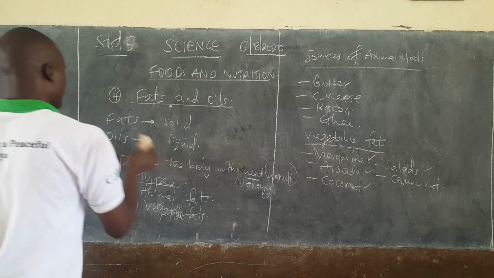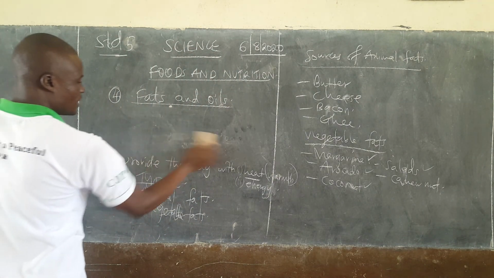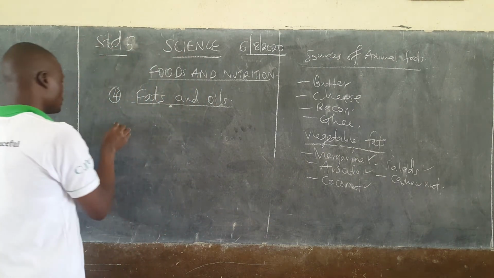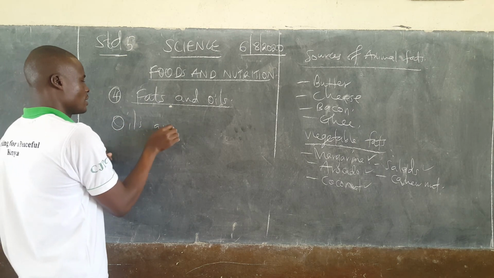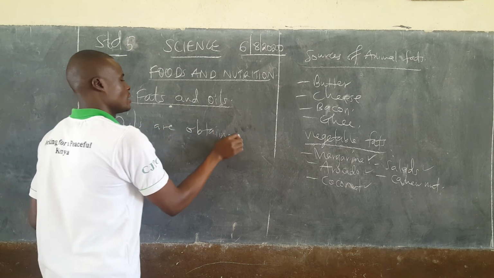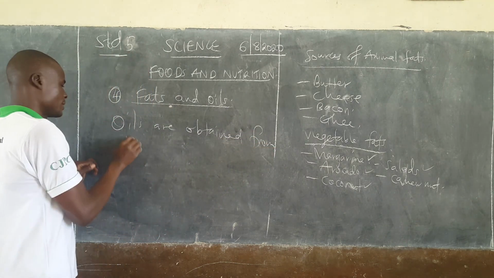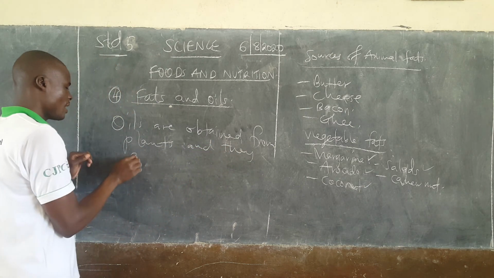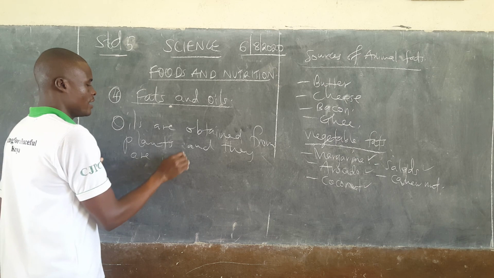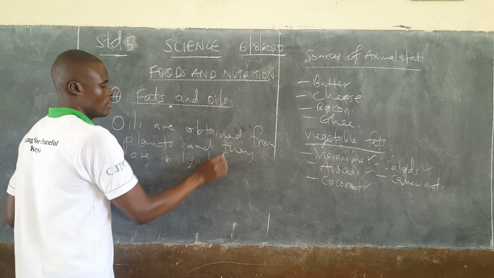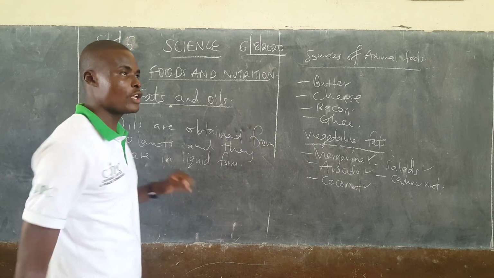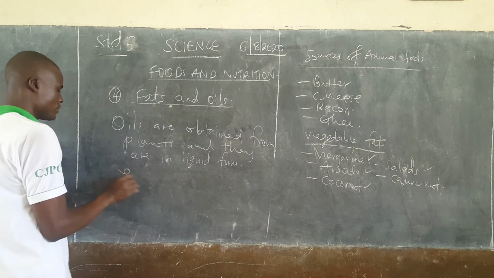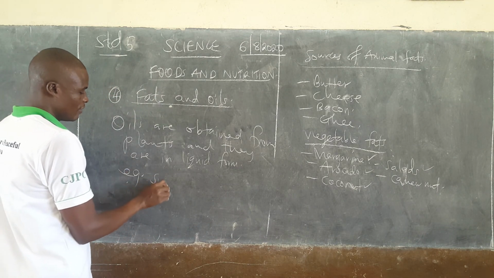Let's go to oils. As we mentioned, oils are in liquid form. So just say oils are obtained from plants. We obtain them from plants, and they are in liquid form, all of them. So we are going to mention the examples. Examples, number one, we have sunflower.